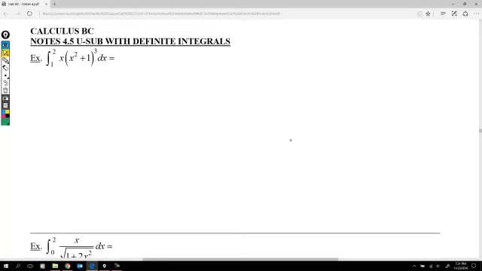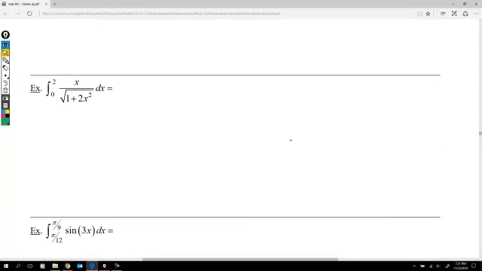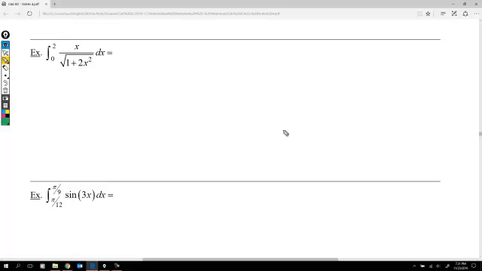Really similar process. Here I'm going to let u be 1 plus 2x squared, take the derivative, and divide both sides by 4. Now I'm going to have to change my bounds. When x equals 0 and x equals 2: when x is 0, u is 1. When x is 2, 2 squared is 4, times 2 is 8, plus 1 is 9.